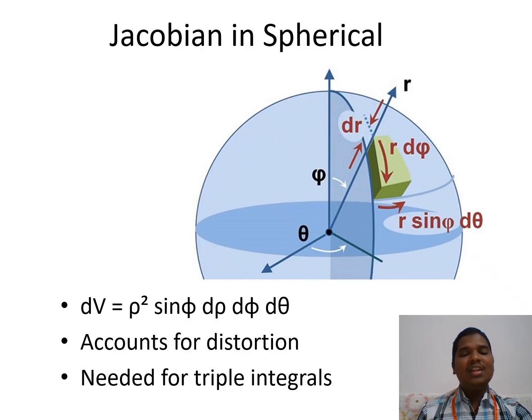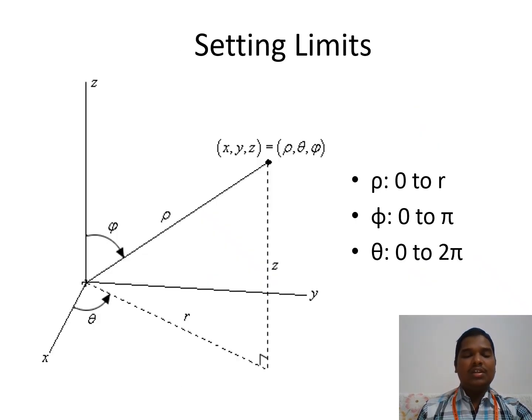Now we decide the limits of integration. For a sphere of radius r, the limits are rho varies from 0 to r, phi varies from 0 to pi, and theta varies from 0 to 2 pi. These limits cover the entire volume of the sphere.